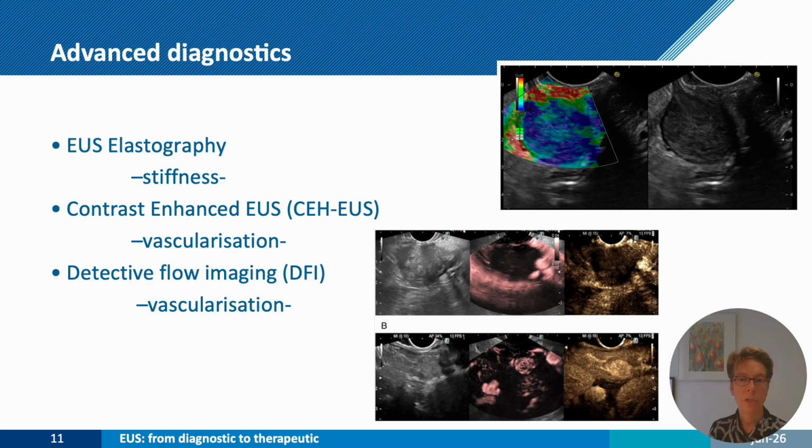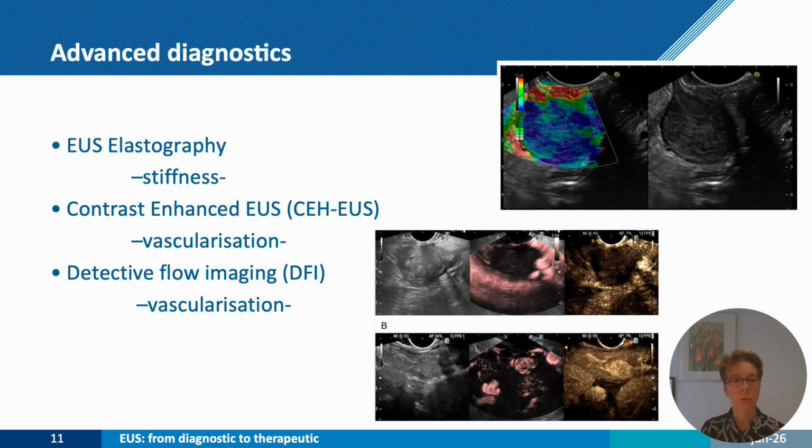Here you can appreciate advanced diagnostics like elastography in the upper quadrant, which is telling you how stiff the tissue is. And so if it's blue, it's stiffer and it's more likely that it's a malignancy.